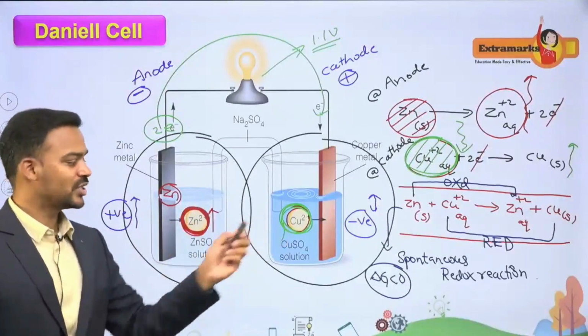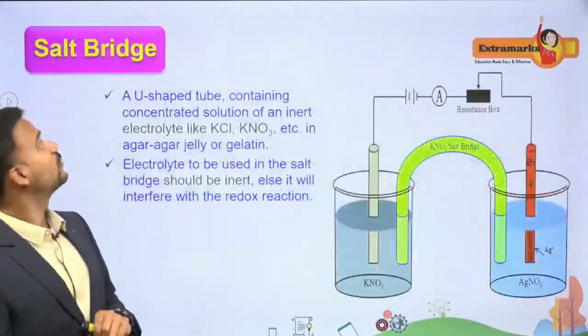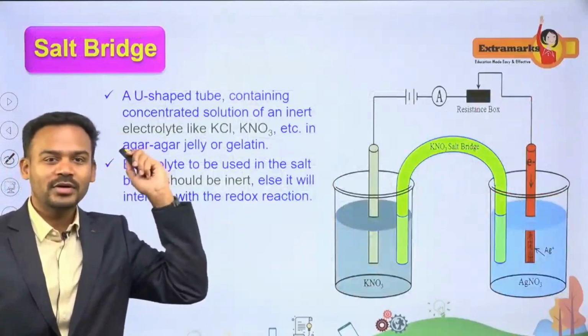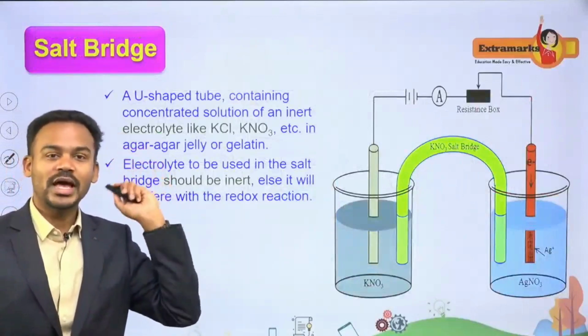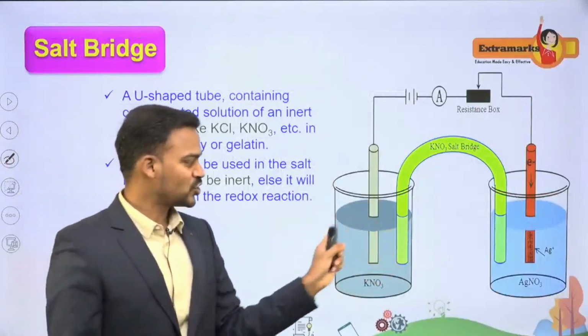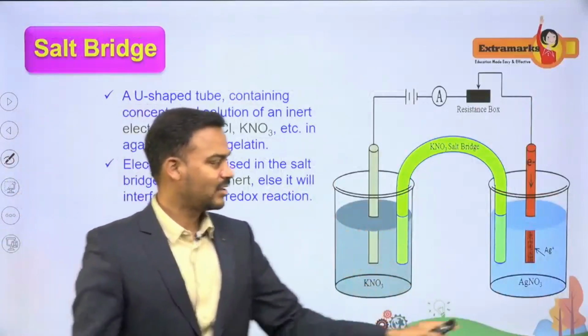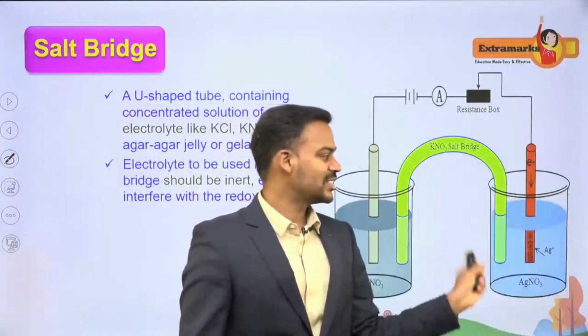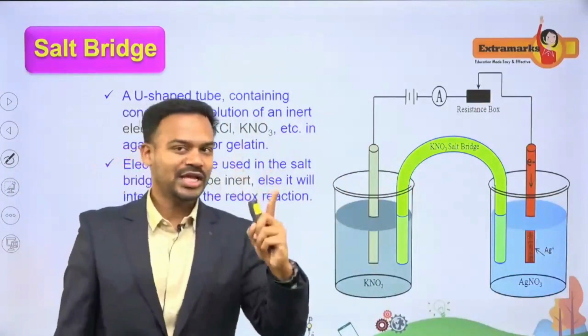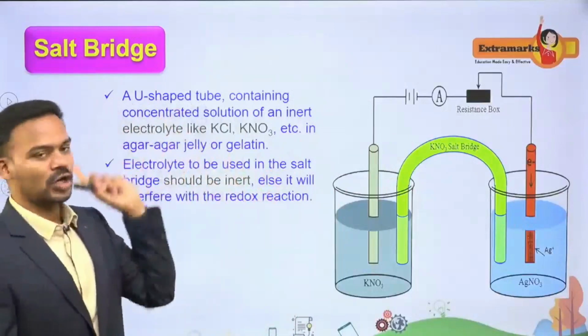This accumulation can be avoided with the help of a salt bridge. So we have the salt bridge to overcome the problem faced during accumulation. There is an accumulation of positive charge in this compartment and an accumulation of negative charge in this compartment. We have to neutralize that effect, and that neutralization takes place with the help of the salt bridge.